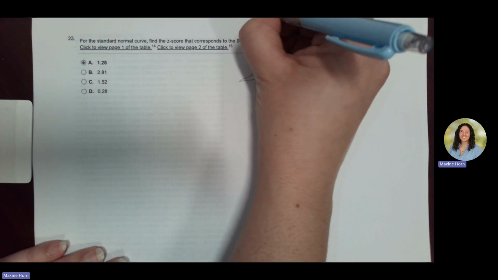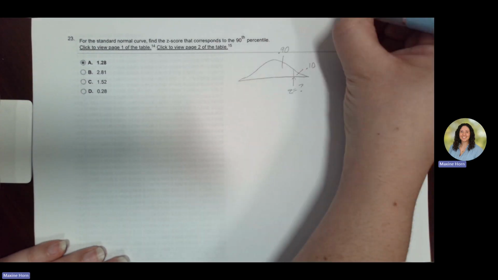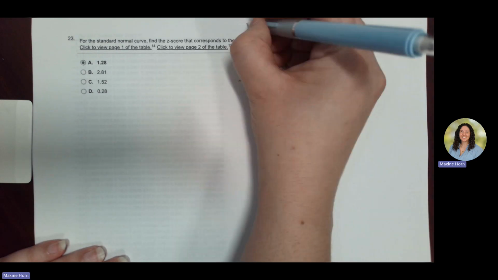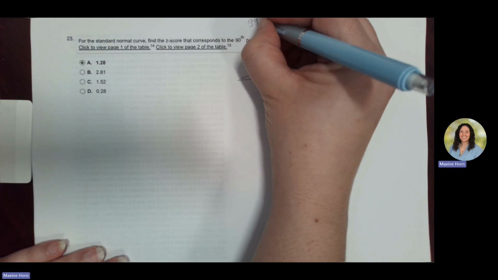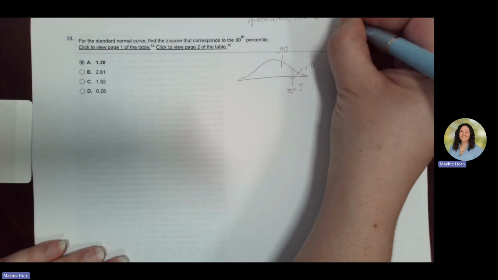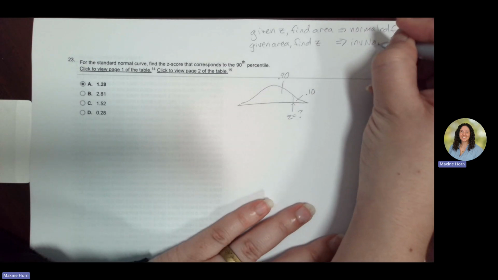So instead of being, actually, let me write this out. If you're given z-scores and you want to find the area, that's normal CDF. But if it's the other way around, if you're given an area and you want to find a z-score or an x value, which you would need to first find the z-score to then find the x value, you're going to do inverse norm. Okay, so you can kind of think of that like, oh, I'm doing the inverse of what I did before.